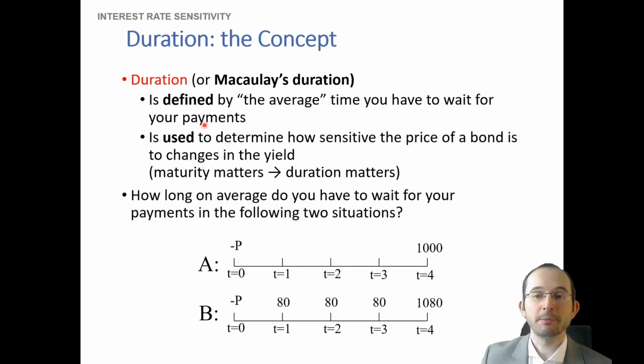Why would we consider this to be useful? Well, we know that maturity matters, right? So if we can conceptualize how long you have to wait for your payments, that should mathematically capture how sensitive a bond is to interest rate changes. And we may want to weigh both coupon payments and principal payments. So we shouldn't just base this on maturity entirely. We should figure out the effect on coupons as well, if any.